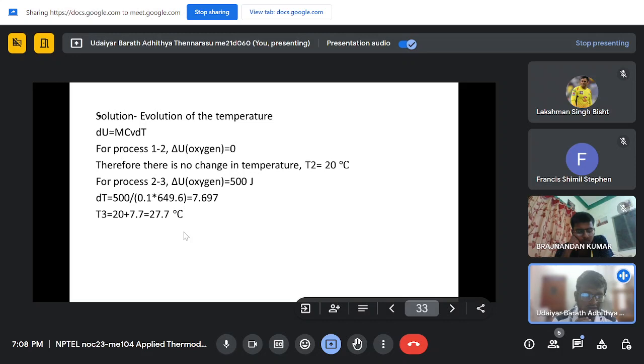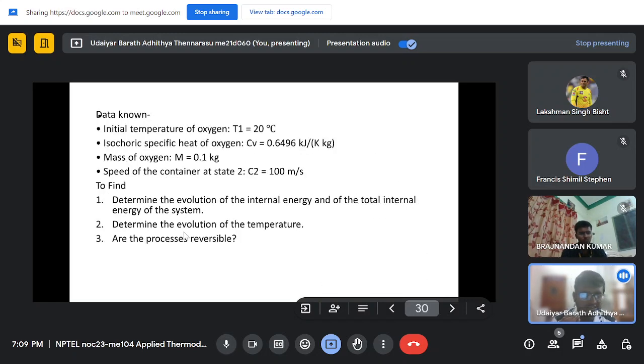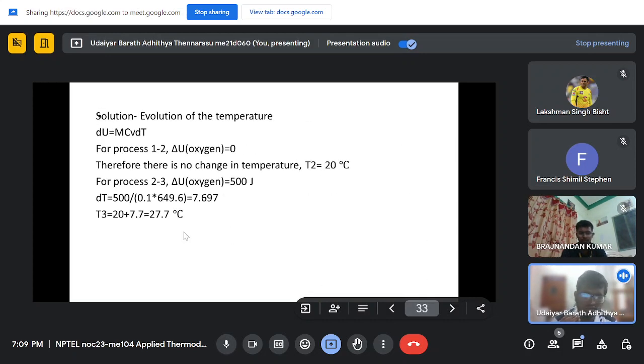So how will you calculate that? You know that a change in internal energy is equal to mass times isochoric heat capacity times change in temperature. You know the mass, you know Cv, you need to calculate delta T, and you also know that in process 2-3 it's 500 joules. So 500 by 0.1 into 649.6 joules. As you saw in the previous example, it was given as 0.6496 kilojoule per kg Kelvin. Here everything is in joules, so I have kept it all in joules. So 649.6 joule per kg Kelvin.